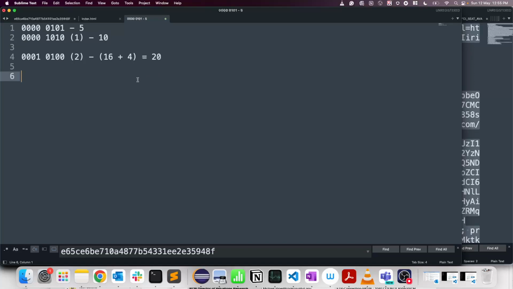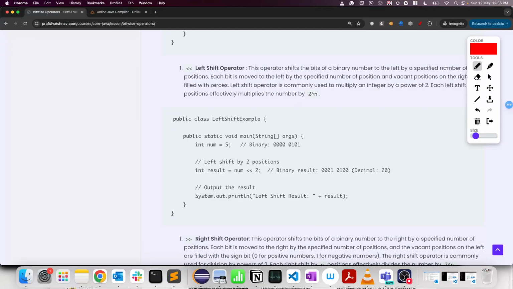Okay, so by shifting by one position, 5 becomes 10, and by two positions 5 becomes 20. So it means 2 raised to power 2 is 4. By 2 positions 5 will become 5 into 2 raised to power 2, which will be 20. Right? That's what we are saying here.